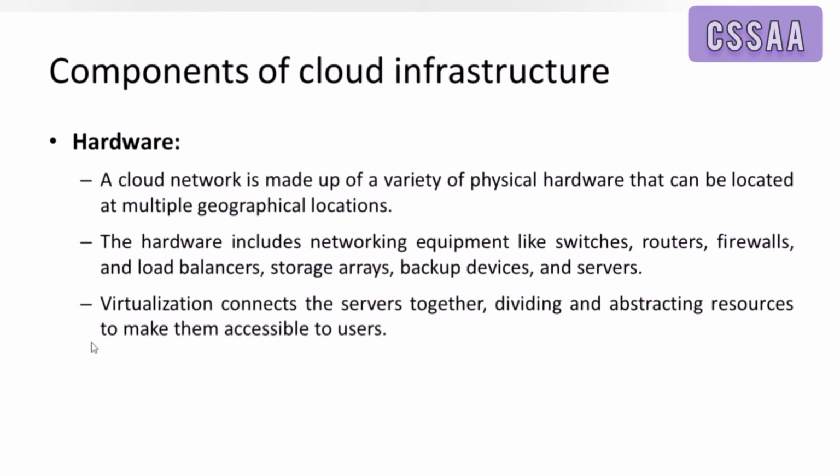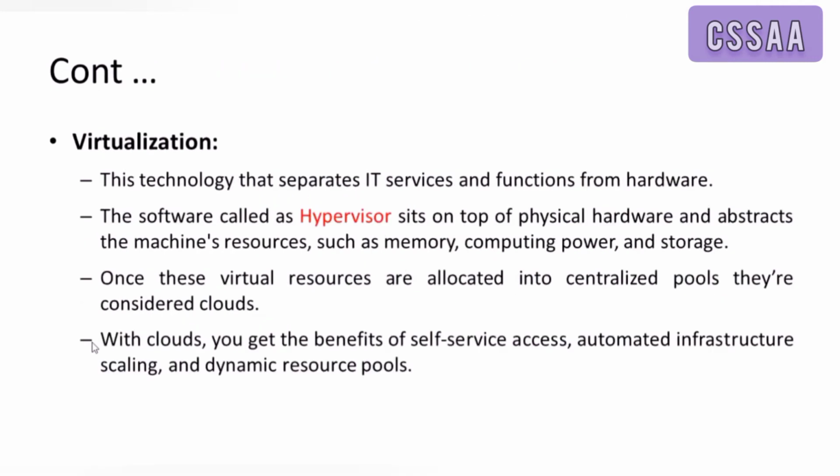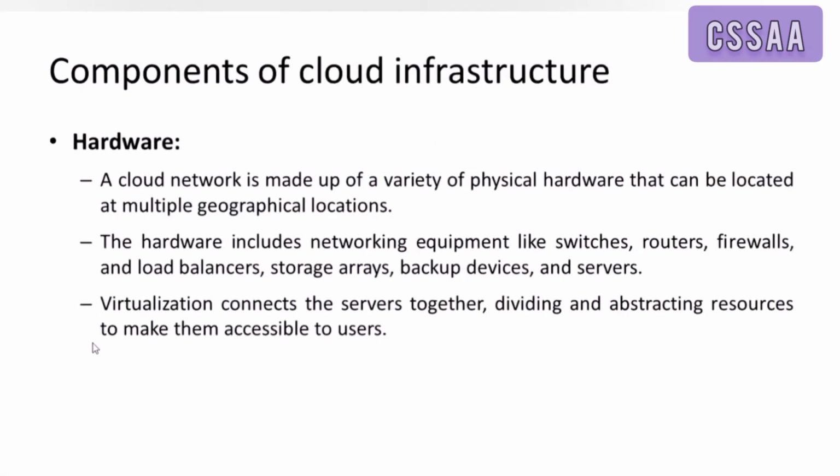Components of cloud infrastructure are hardware, network, virtualization and storage. So, hardware. As you know, the cloud network is made up of a variety of physical hardware which may be located at multiple geographical locations. The hardware includes network equipment like switches, routers, firewalls, load balancers, storage arrays, backup devices and servers. Virtualization connects all these servers together, dividing and abstracting resources to make them accessible to users.